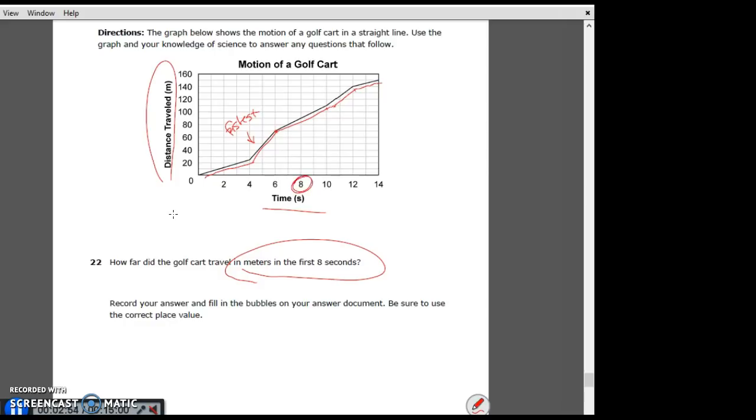So we're looking over here at 8 seconds. We come over here, and we follow it around. It's in between 80 and 100, so that's going to be 90. Again, this is going to be 90 meters. That's all they want to know is how much distance they traveled, so we don't need to calculate speed or anything. But if we did, it would be the distance of 90 divided by 8.